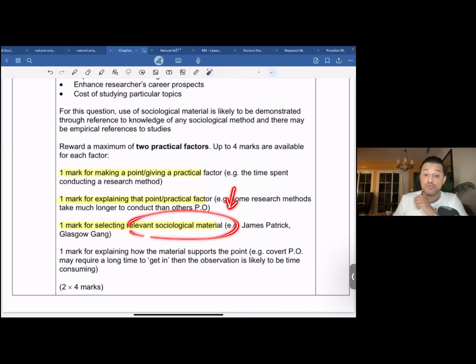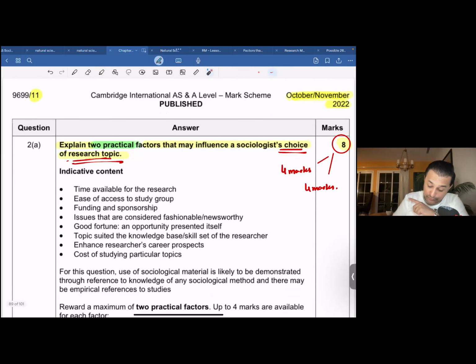Let me be very clear. Sociological material does not always refer to a sociologist's name, right? It could be any sociological concept, any theory, any evidence, or any name, any reference, anything. And then you get the fourth mark for explaining how this material actually supports the question. An example of this could be, let's read the question again. The question is to explain two factors that may influence a sociologist's choice of research topic. They're asking you to explain it, right?